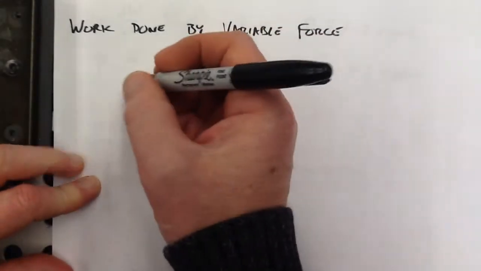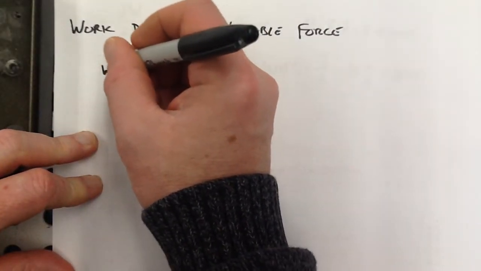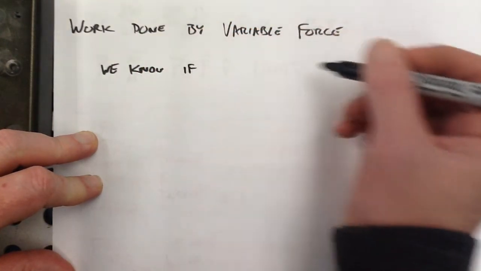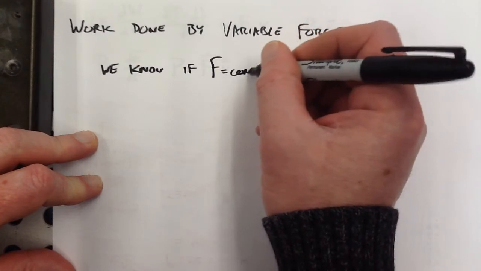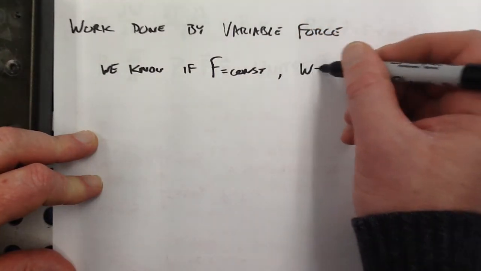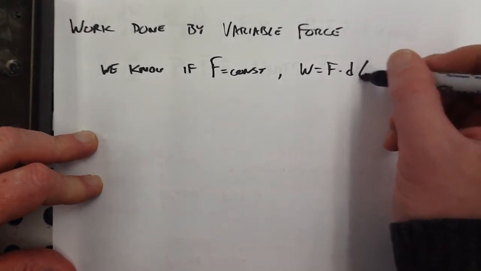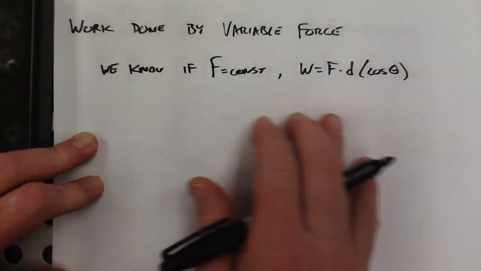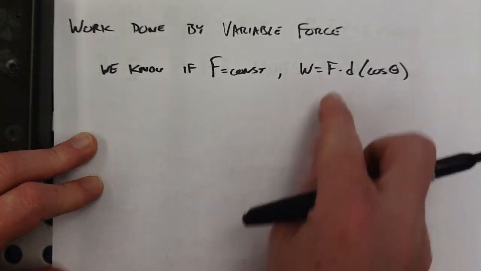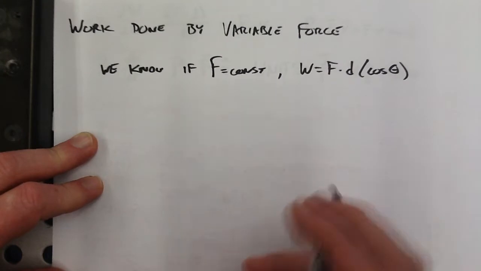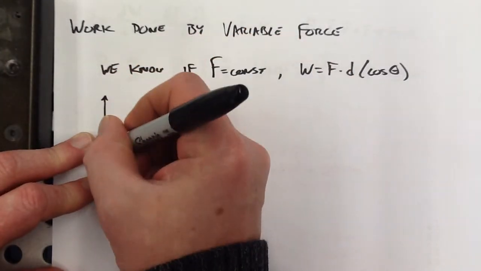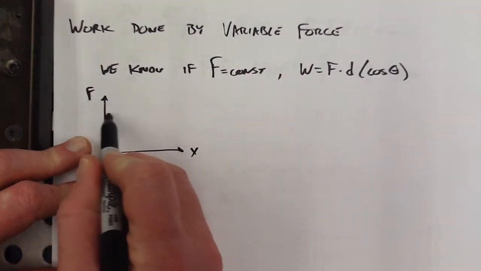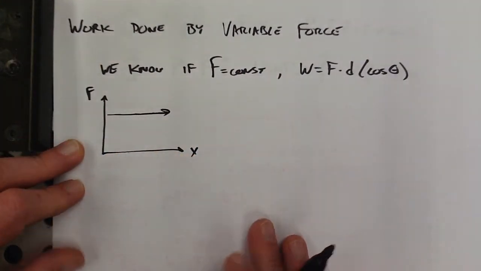So we know that if force is constant, then work is equal to force times distance times the cosine of the angle between them, in case they're not pointed the same way. But once we have that force in the same direction as the displacement, we could consider a force versus position graph. And if the force is constant, then there it is.